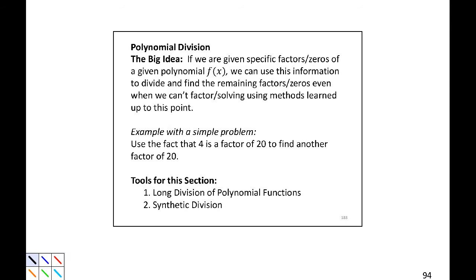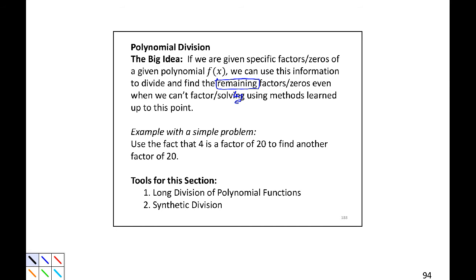Let's begin with the big idea of polynomial division. If we are given specific factors, or zeros, of a given polynomial f of x, we can use this information to divide and find the remaining factors. The word remaining is important because we already know something. We can find the remaining factors or zeros even when we can't factor or solve using methods that we've learned up to this point. But then we can apply those techniques as we go.